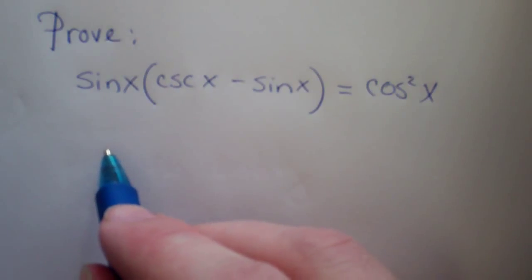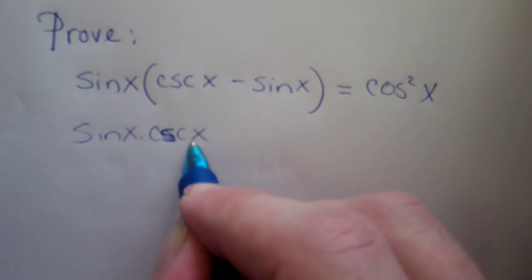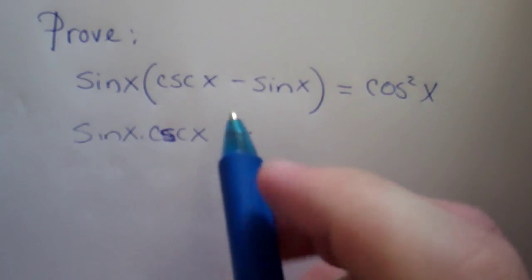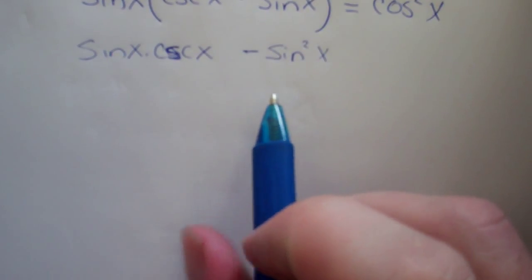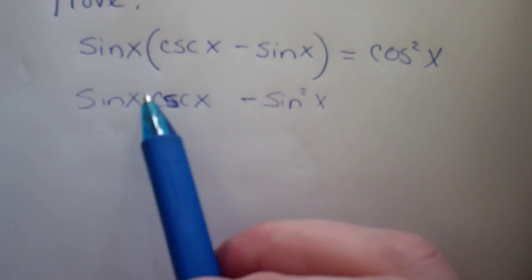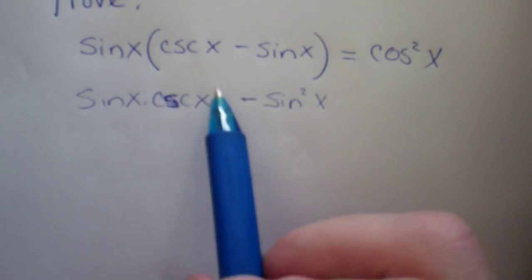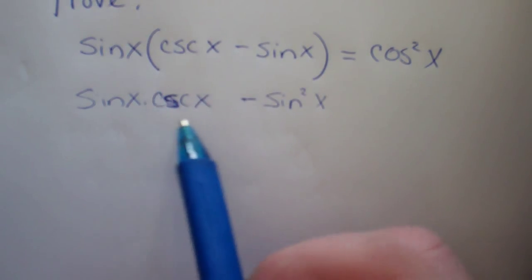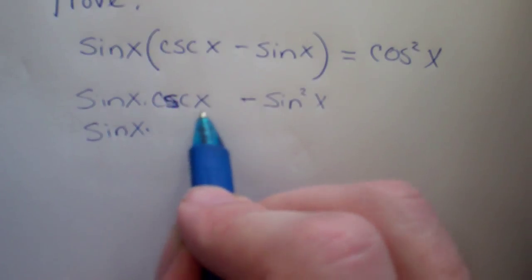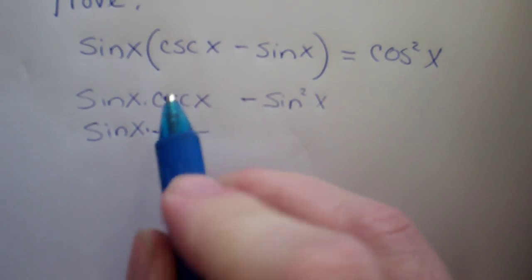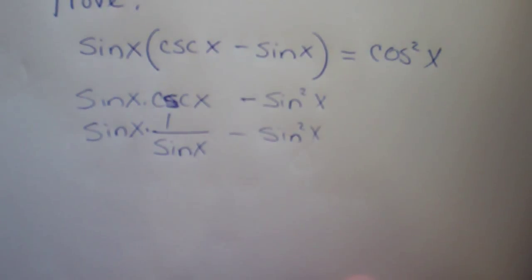So the sine of x times the cosecant of x, that becomes sine of x times the cosecant of x, minus the sine of x times the sine of x. This one becomes sine squared x. We're just working on the left-hand side. Now, it's also a good idea to change things back into the sine and cosine that is making them up. Now, cosecant of x is the same thing as 1 over the sine of x. So here we have the sine of x times the cosecant of x is the same thing as 1 over the sine of x, and this is minus sine squared x.